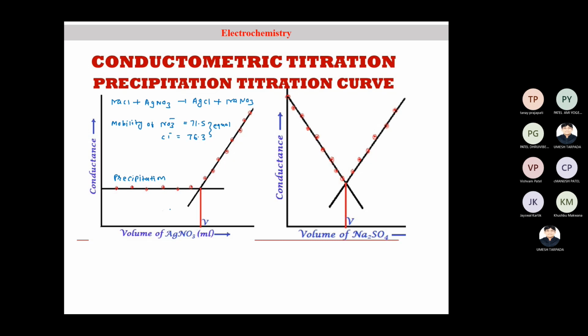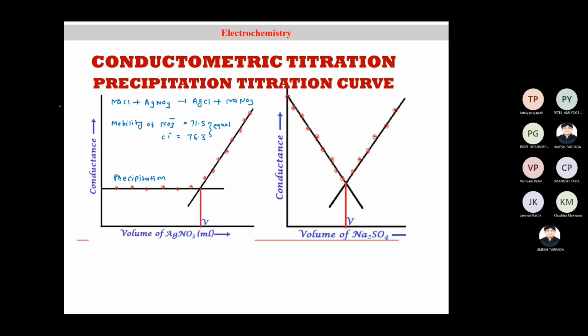Because if fast moving ions are replaced by slow moving ions, then conductance decreases. And if slow moving ions are replaced by fast moving ions, then conductance increases. But here it is almost the same mobility, and therefore there is not much change. Of course, the mobility of Cl is higher than that of NO3.